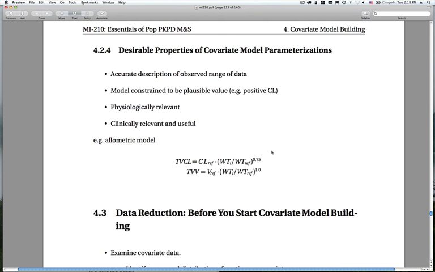The allometric model is an example of a physiologically relevant parameterization. And here's one where we have a weight effect built into clearance with an allometric exponent of 0.75, versus for volume of distribution, where that exponent has been shown to be a value of about 1.0. And so in some cases you may decide to use that relationship a priori as the deterministic clearance body weight effect.